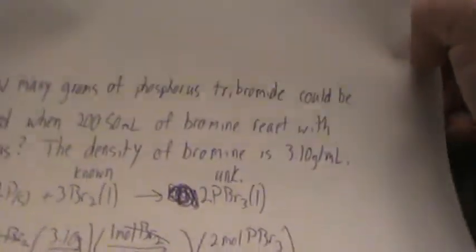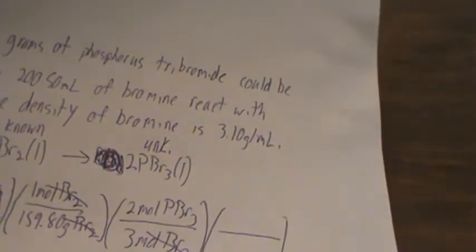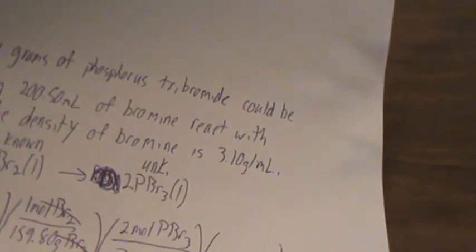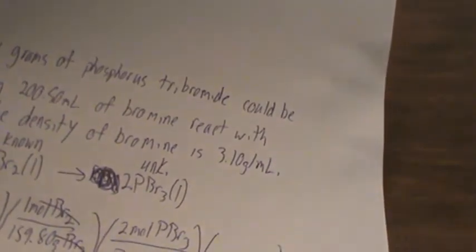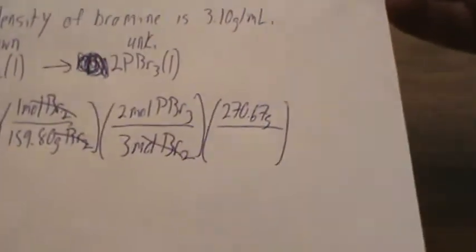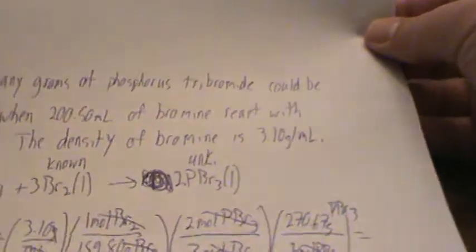Then our last step, since we are trying to find grams of our unknown, we need to find what is the molar mass of PBr3. So phosphorus is 30.97 plus 3 times 79.90. So I'm coming up with 270.67 grams PBr3 over 1 mole PBr3. So moles PBr3 gets canceled out.